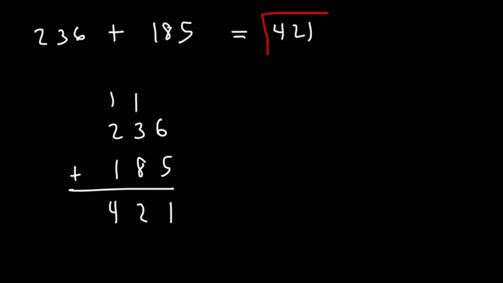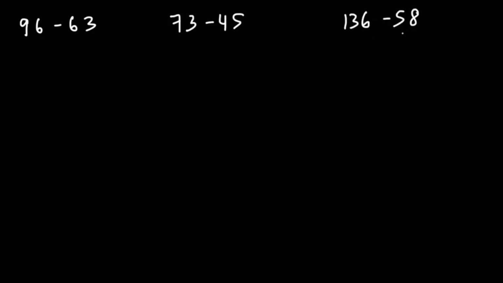And when working out these problems, it's good to check your work to make sure you have it right. So you can take a calculator and just type in 236 plus 185 and just make sure that you have the right answer. So that's how you could do addition with larger numbers. Now let's consider subtracting large numbers. Try these 3 examples. 96 minus 63, 73 minus 45, and also 136 minus 58.